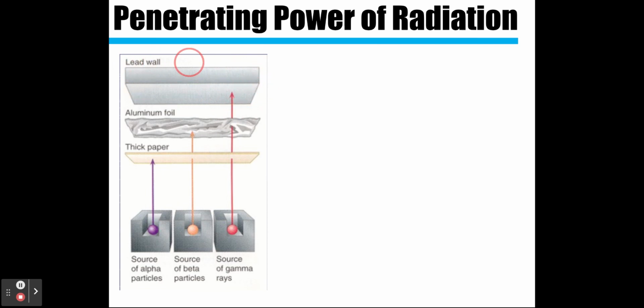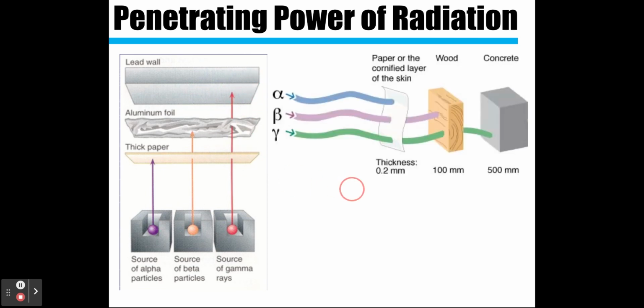So that's why a lot of nuclear bunkers and things like that, in case of a nuclear war, nuclear holocaust or whatever, they're usually lined with heavy concrete or lead to block out the gamma radiation.